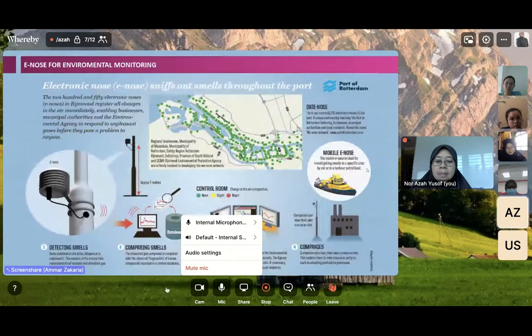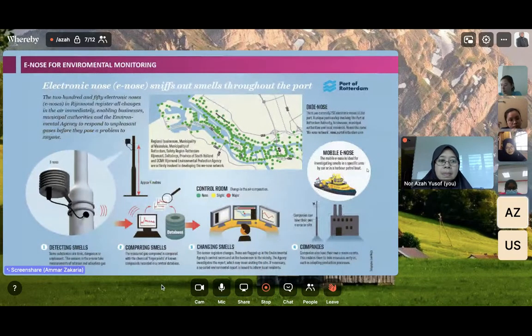These are the systems that they are using in Rotterdam. They are using Enos. They deployed about 250 Enos. I think Selangor should be using this as well, to detect illegal dumping of chemicals. Everybody suffers when there is a water shortage, right? So as the first line of defense, not only Selangor, but also Johor, I think we should start implementing this.